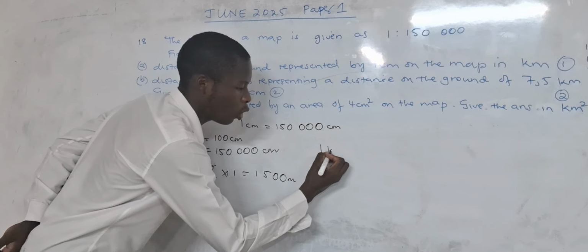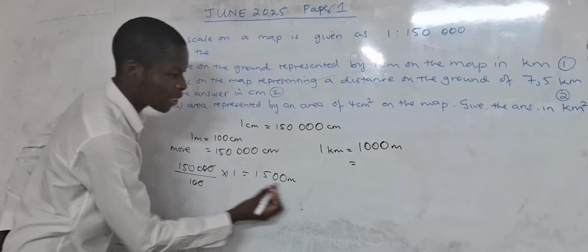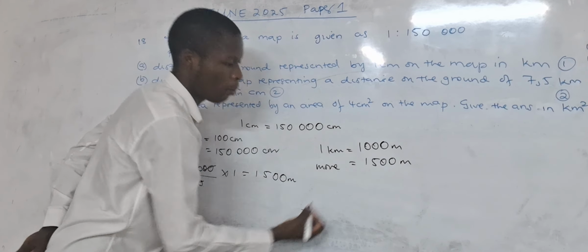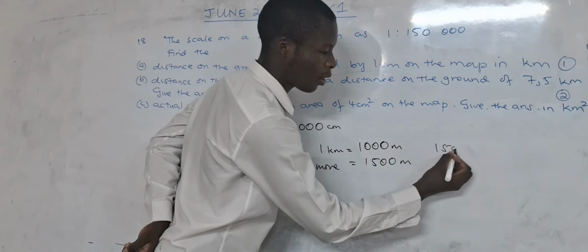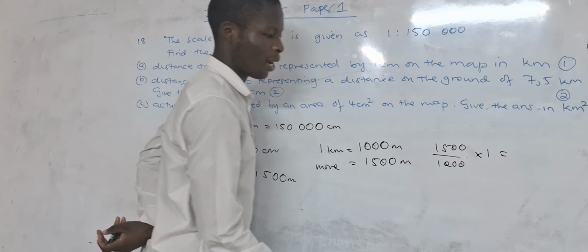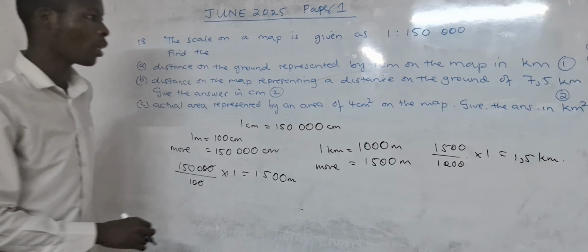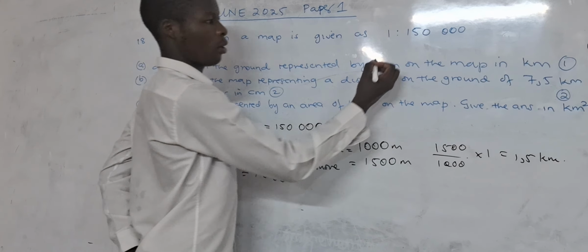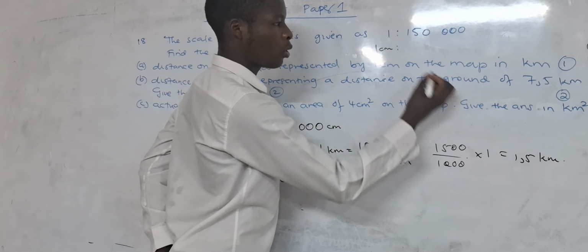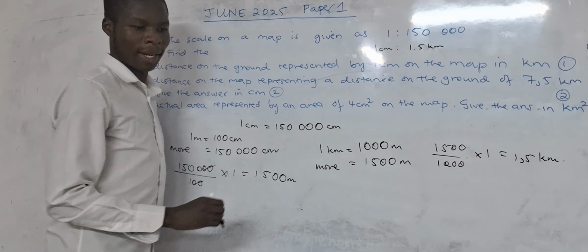1 kilometer is equal to 1,000 meters. What about 1,500 meters? This is more, so it is 1,500 divided by 1,000 times 1. What is the answer? We get 1.5 kilometers. So 1 centimeter on the map is equal to 1.5 kilometers on the ground.